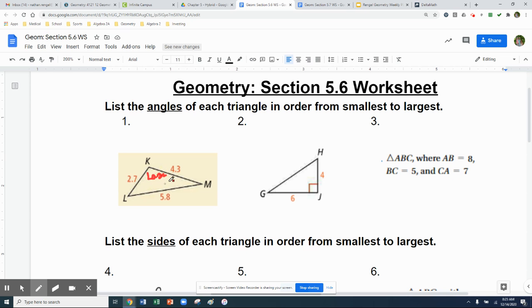And all I could do is just kind of put a large there. 4.3, since that's the medium side, that means that this angle opposite is the middle angle. And then 2.7 is the shortest side, so that means that that angle right there is going to be the smallest. So that's a little background on section 5.6 and how we're comparing triangles. The longest side is going to be opposite the largest angle. The medium side will be opposite the middle angle, and then the smallest side will be opposite the smallest angle. So as we're comparing in number 14 here, we're keeping that idea in the background.